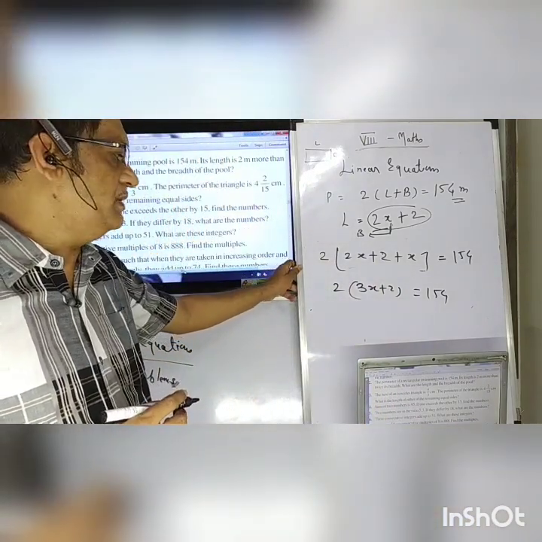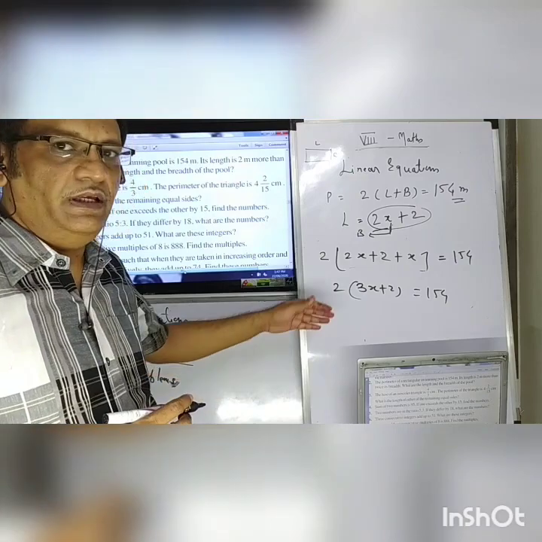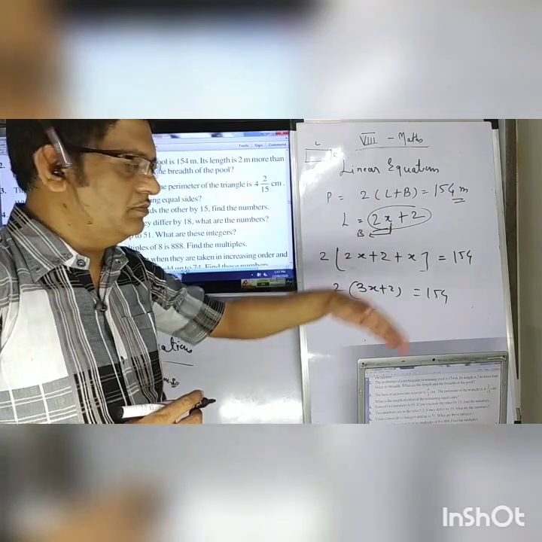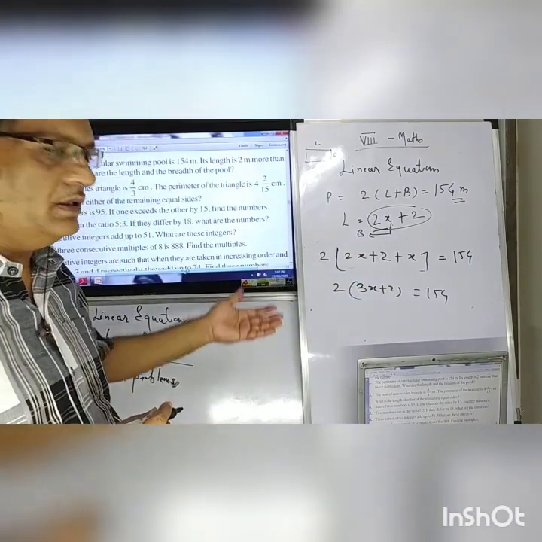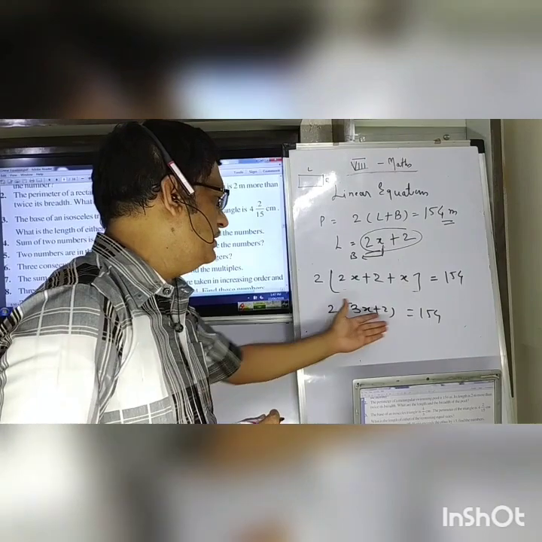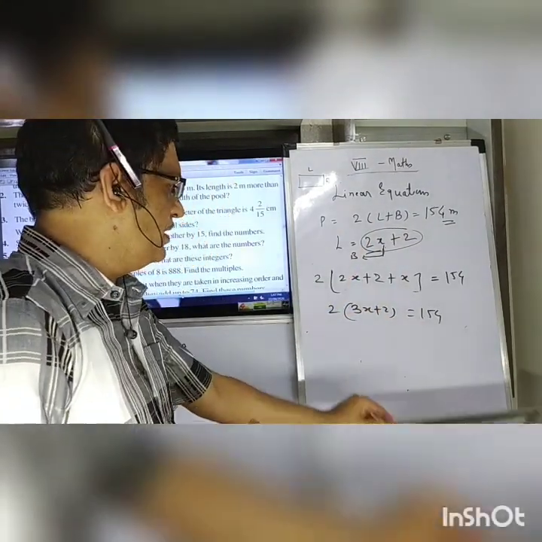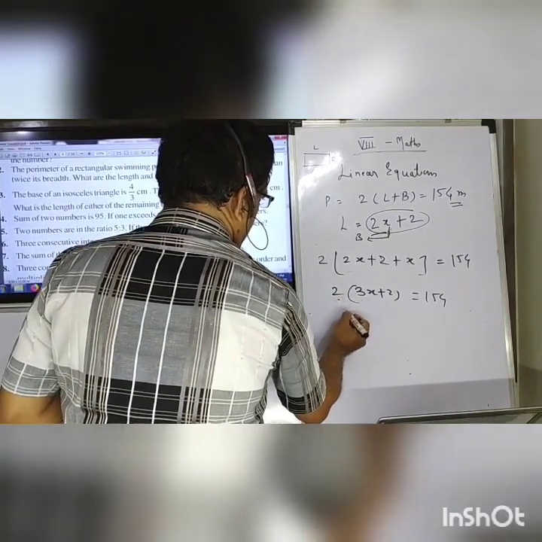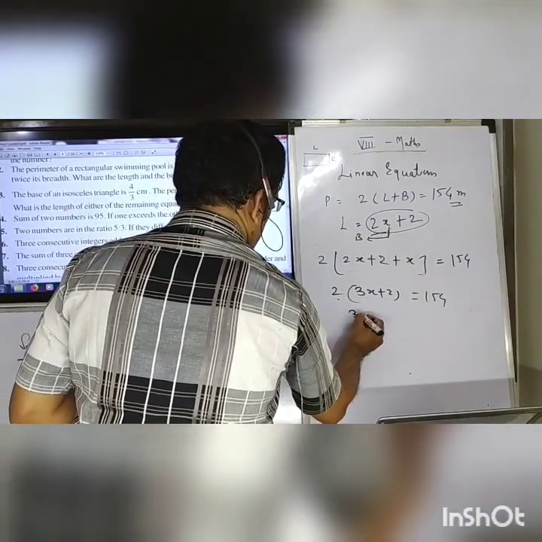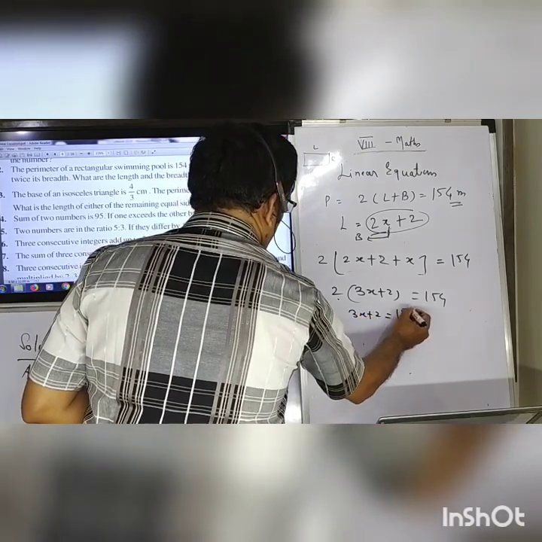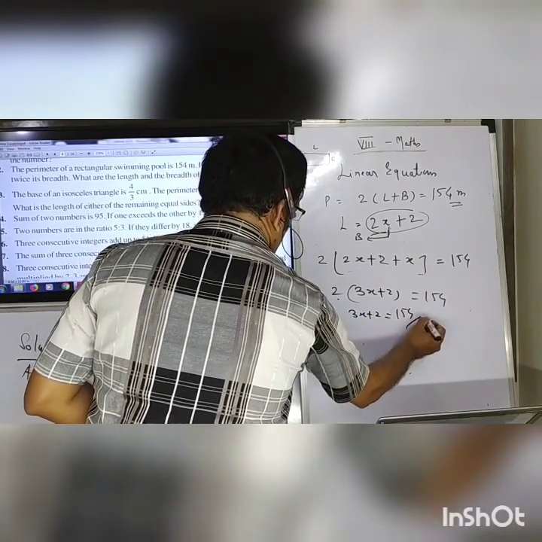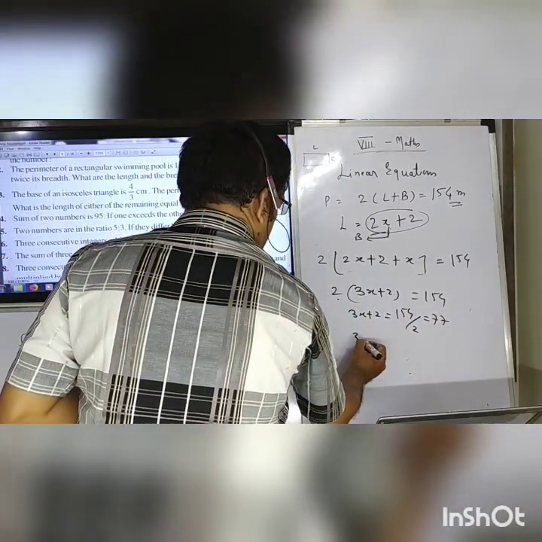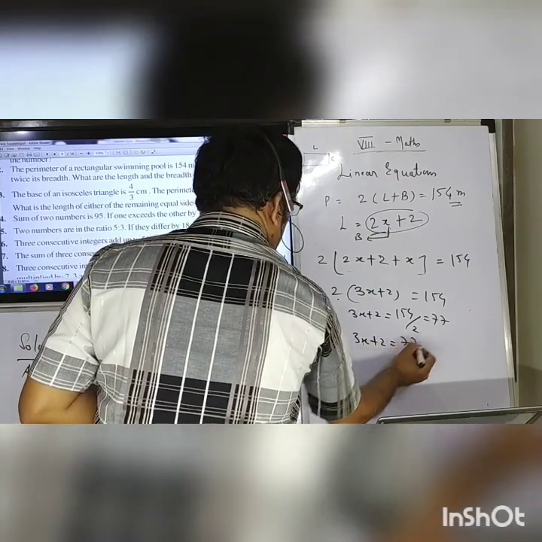Now there are two different methods to proceed next. In one way we can simplify the bracket, and next we can do. And another method is directly we can divide in this step itself. Let us do that in that way. Now this 2 is multiplied to the bracket, it goes to divide on both sides. So this 3x plus 2 becomes 154 by 2, that is equal to 77.